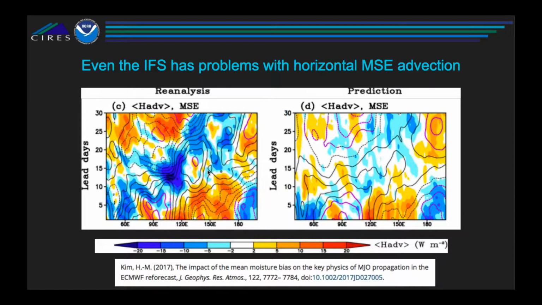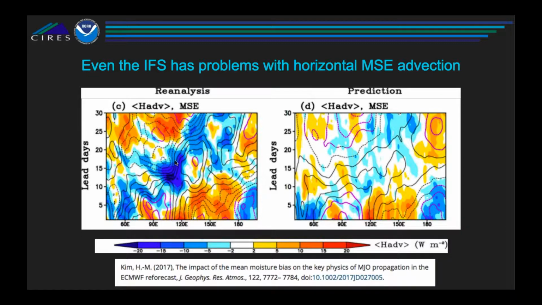And the main conclusion that he draws is that the primary reason for the differences is related to the horizontal advection of the MSE. So the good models have much stronger horizontal advection of the MSE as compared to the poor models.